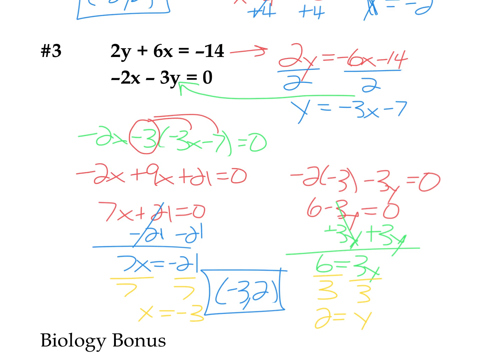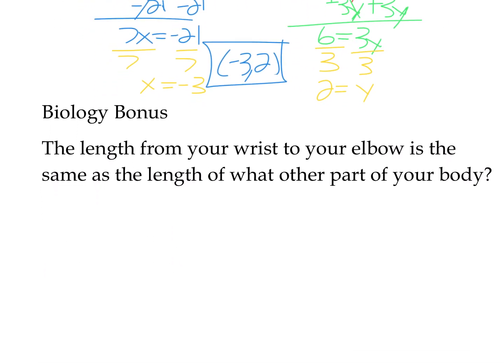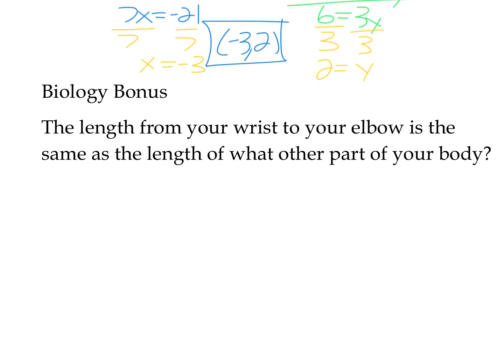All right, before we see an application type problem, a little bonus biology-wise. The length from your wrist to your elbow, that kind of forearm area, is the same length as another part of your body. It might be slightly off, but in general, the proportion's there. Your foot is the same length as the distance from your elbow to your wrist. Typically. Don't go hurting yourself trying to stick your foot up to your forearm right now, falling out of your chair or anything like that.